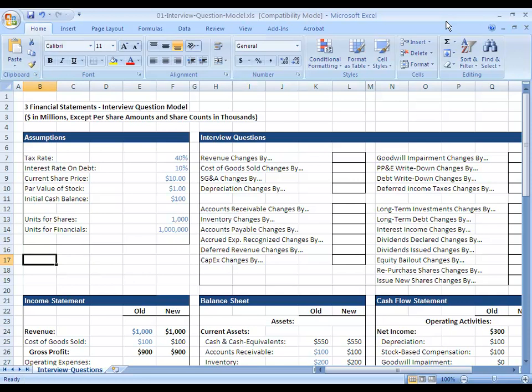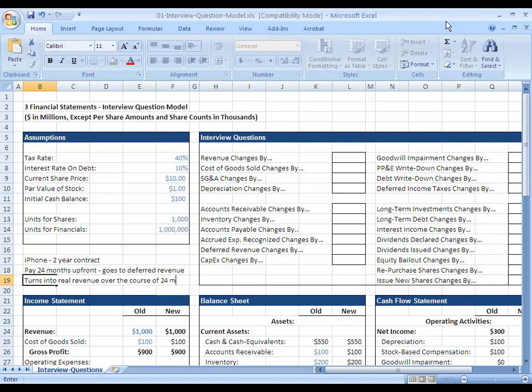Recall that the reason we have deferred revenue is that oftentimes you pay a company for services or products, but they do not actually deliver those products as soon as you pay them. They don't actually perform the services at the instant you pay them. Instead, they deliver the products later or they perform the services later. The classic example here is if you sign up for an iPhone, for example, and you pay for a 2-year contract. If you pay them for 24 months upfront, everything you pay them goes to deferred revenue, and then that turns into real revenue over the course of 24 months.